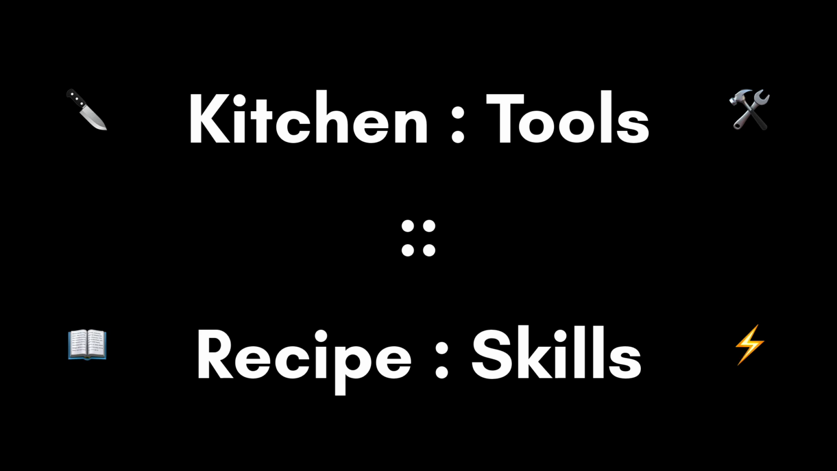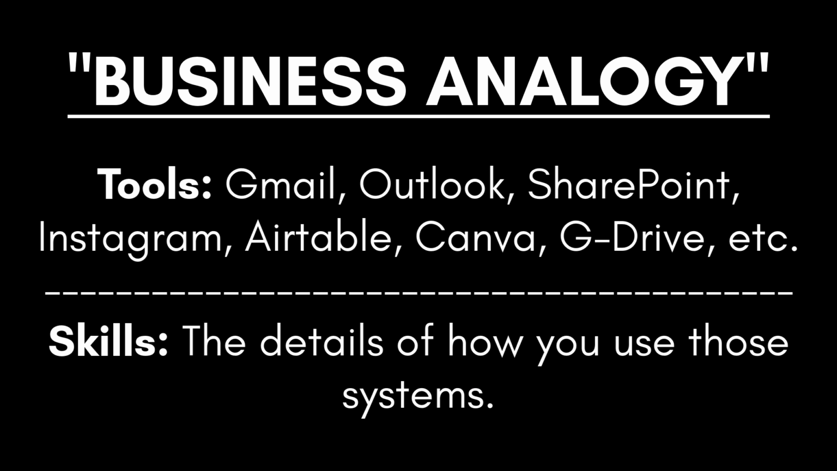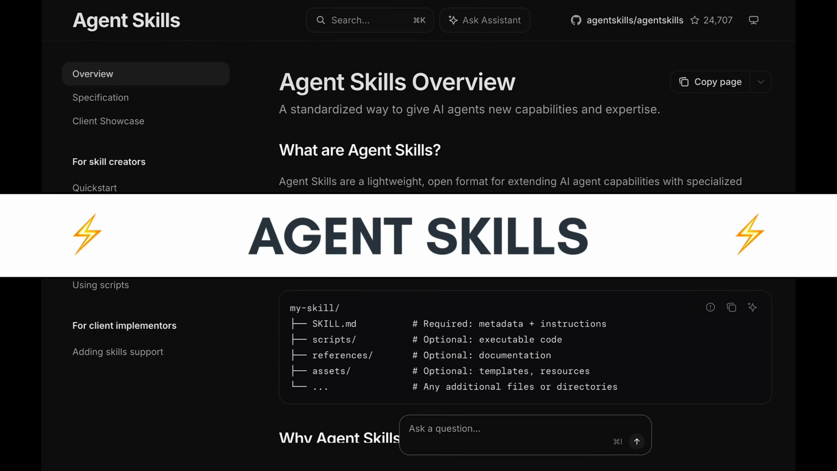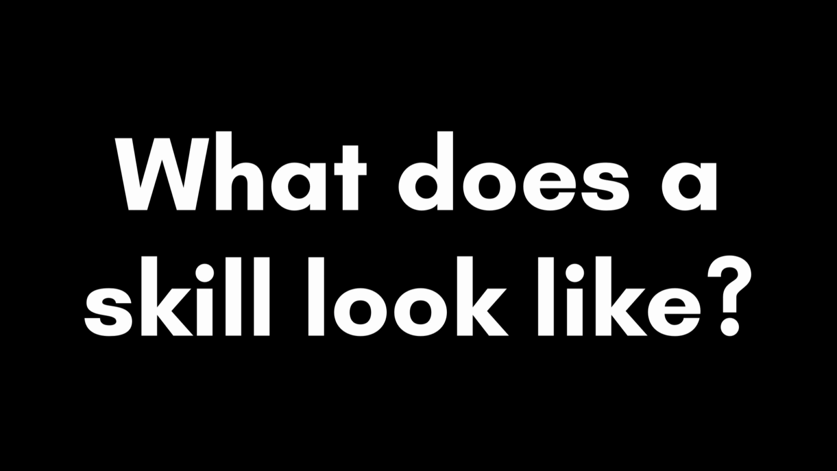In this analogy, the kitchen represents tools and the recipe represents agent skills. In the context of business, the tools will be the systems used to power the business, and the skills will be the details of how you and/or your team use those systems. By documenting company processes and tasks as agent skills, you can automate them by simply handing those skills to AI agents. What does an agent skill look like?